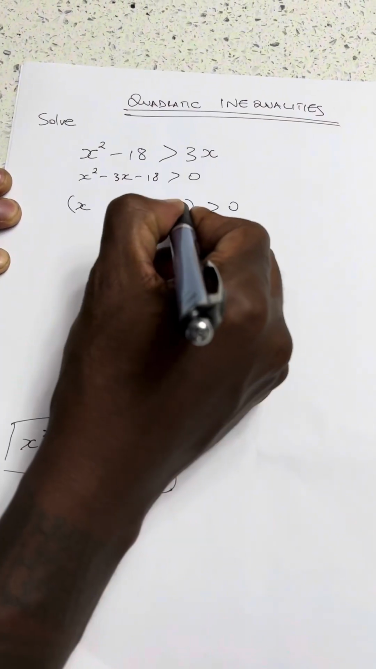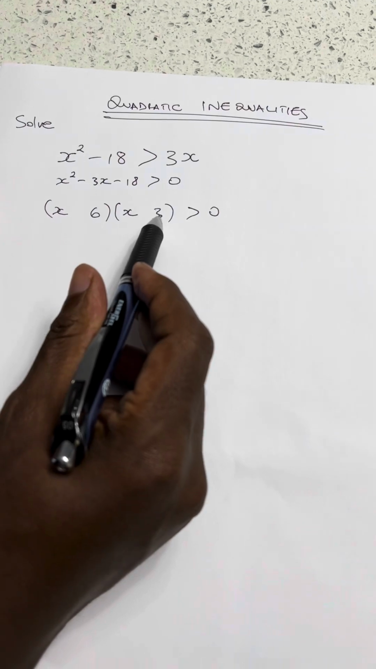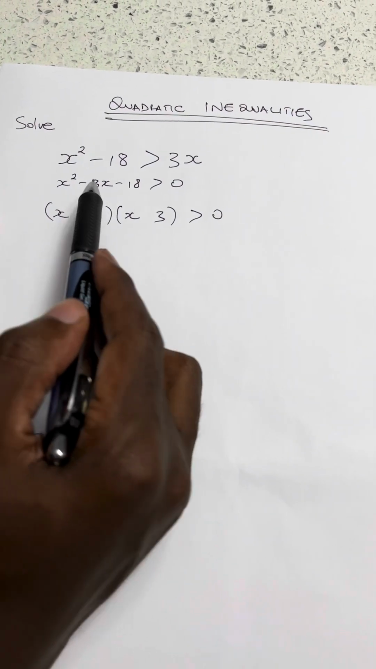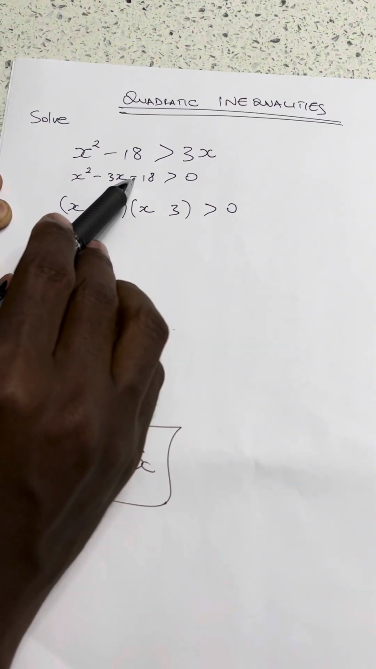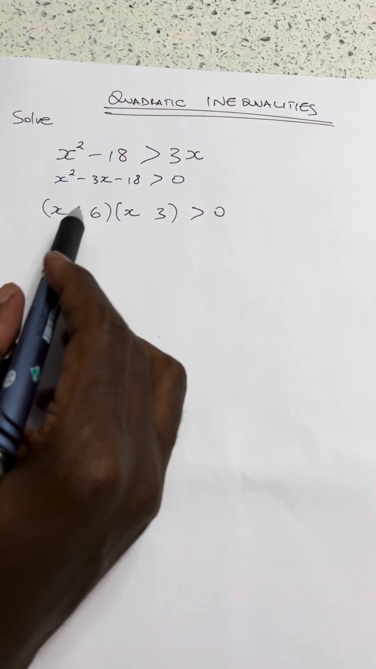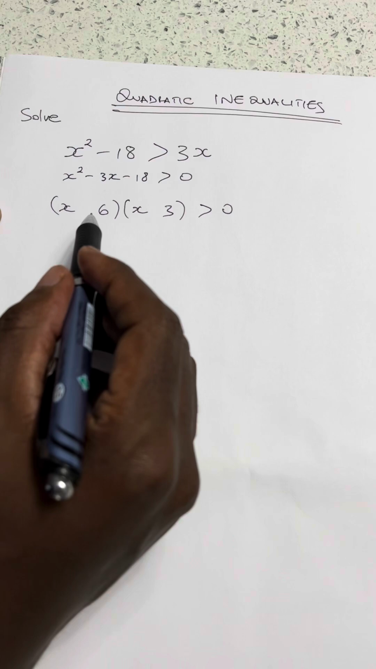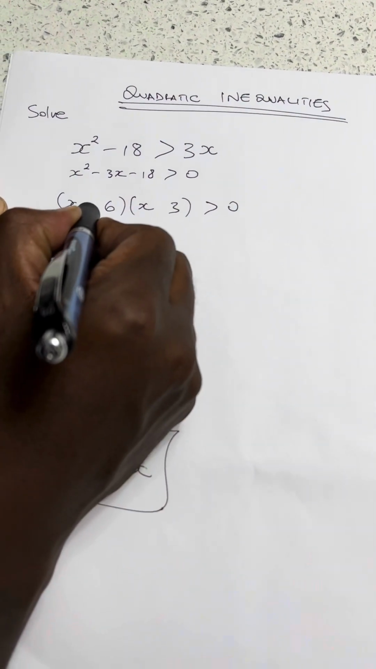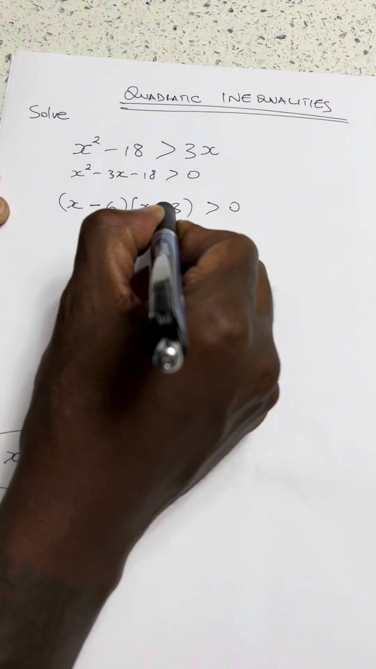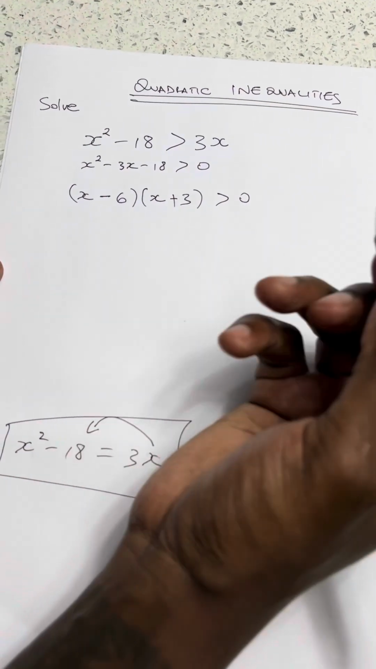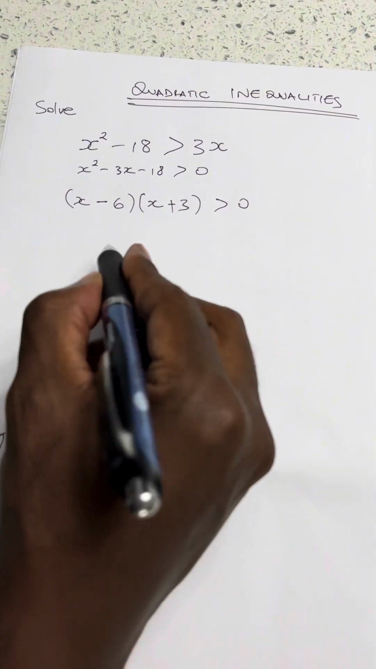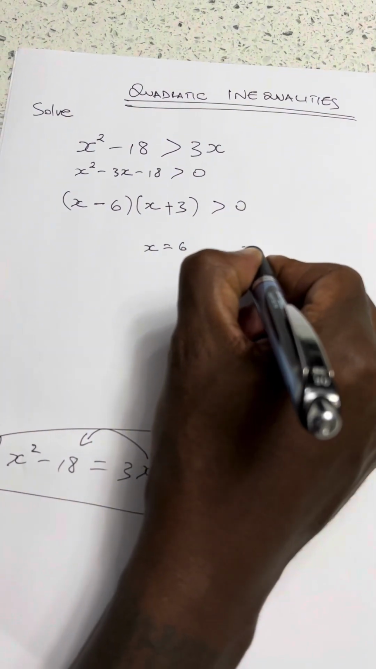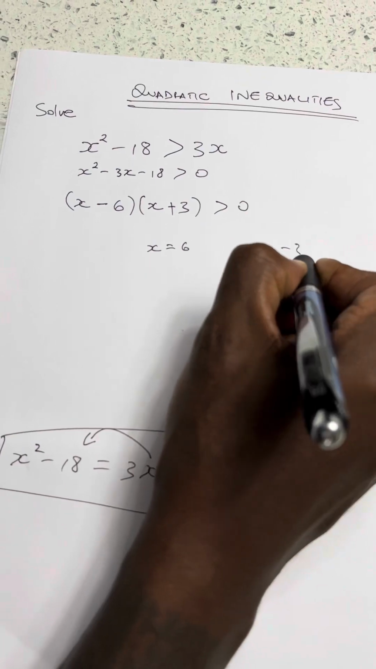That is 6 and 3. 6 multiplied by 3 is 18, and 6 minus 3 is 3. If we have a negative sign on our constant, our signs here will be different. The bigger number takes the sign of the x coefficient. In this case, it's negative, so this one takes the negative, this one takes the positive. If this was a quadratic equation, we would say x is equals to 6, and we would have x is equals to negative 3.